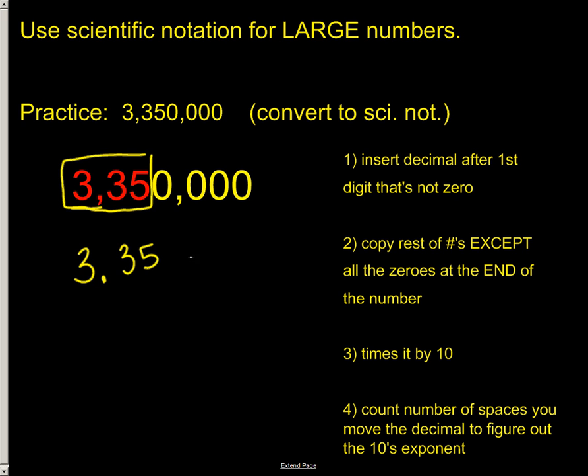Step 3, times it by 10. And now we've got to figure out how many places this decimal that's sitting down here is going to be moved. That's 3 spots, 6 spots, and we would wind up right there. So it's 10 to the 6th power. That exponent tells us how many places the decimal is going to move.